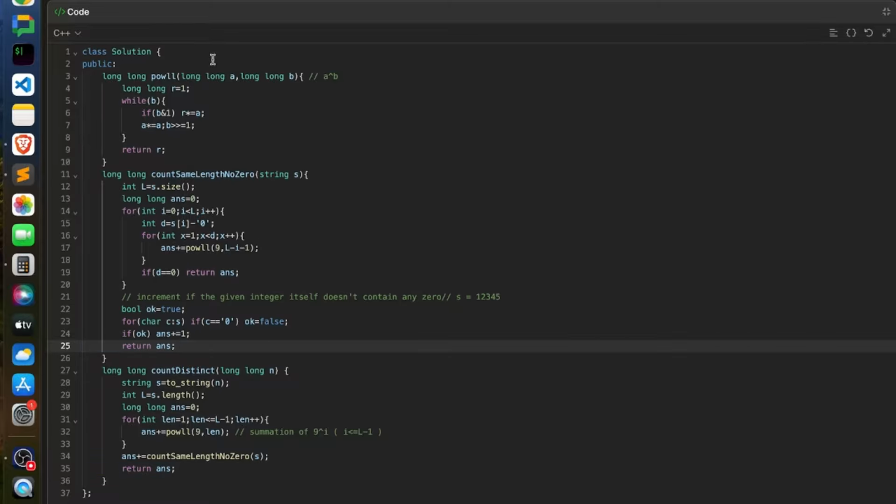And I have also created a power function to calculate a to the power b in log n, just to save the complexity, nothing else. Yeah, that's all about the third problem.